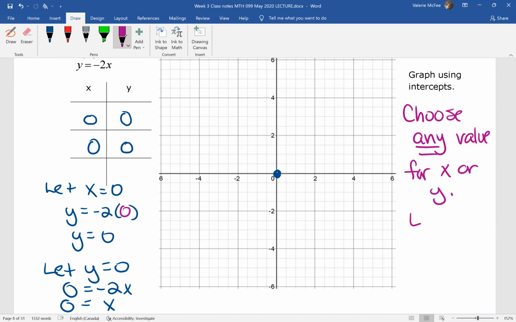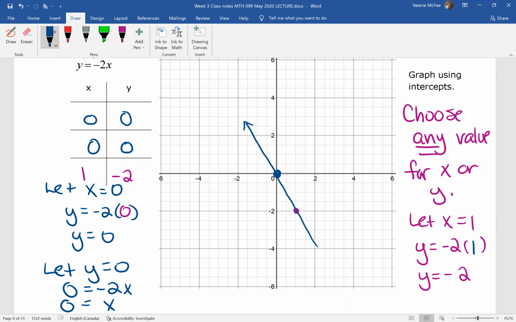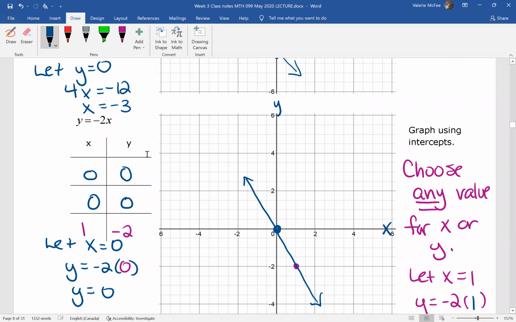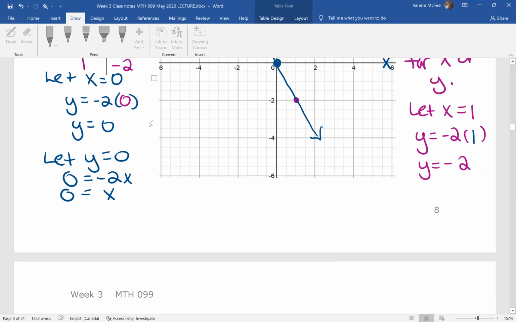So if we let X equal 1, then we would have Y equals -2 times 1. And we see that Y equals -2. You may want to check one more value to be sure that these are correct. But again, 2 points always gives you the equation of your line. I think I want to stop there.